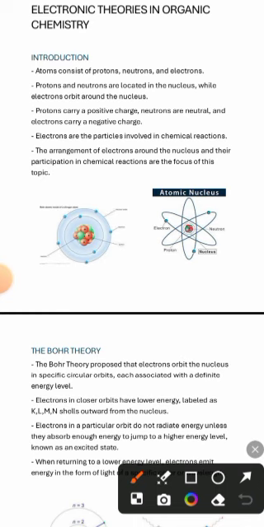Today we'll be looking at electronic theories in organic chemistry. Now, the introduction. Well, we'll be looking at atoms. Atoms consist of protons, neutrons, and electrons.